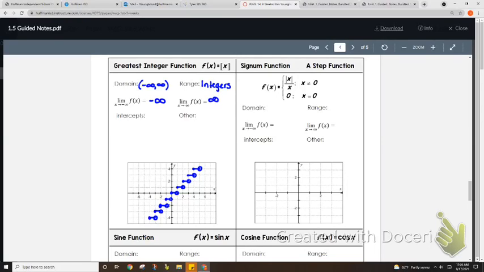X-intercepts, we do have an x-intercept. So our x-intercept is actually the interval from 0 up to, but not including, the 1. And we do have a y-intercept. It's going to be at (0, 0). All right, and then the other. So let's see. Increasing, decreasing, or constant. It's constant between the integers. Just write it out in words. It's easier than trying to use notation.